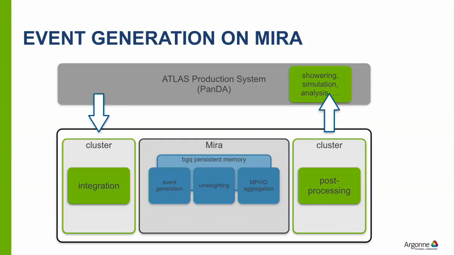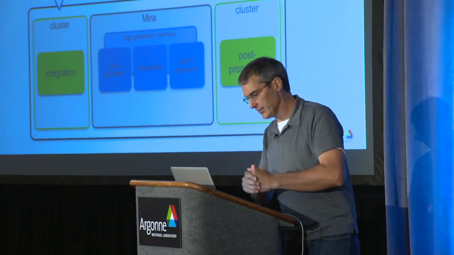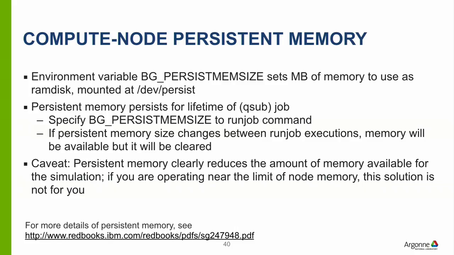There's very little information in this slide, but I wanted to point out that what we did to bring this job in and manage the workflow across the HEP cluster and Mira and back to the HEP cluster is part of the larger workflow that would take place in the production system. We're hoping to get there where those things will be integrated, but we're not there yet. This slide talks about use of the persistent memory, the RAM disk, on the Mira compute nodes. I won't go through this in the interest of time, but there's a reference there to the IBM Redbooks, which will give you more details about persistent memory if you're interested.